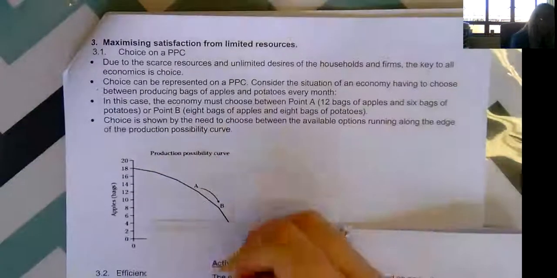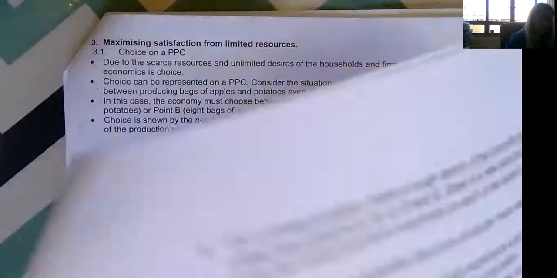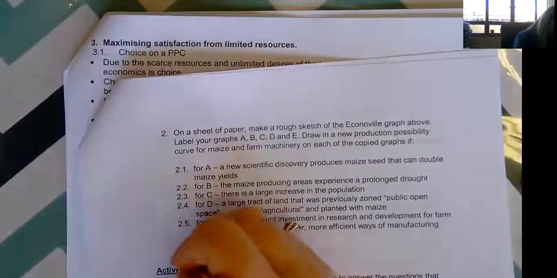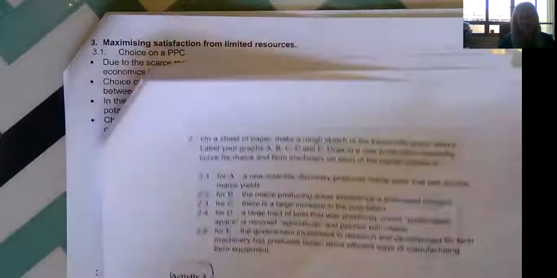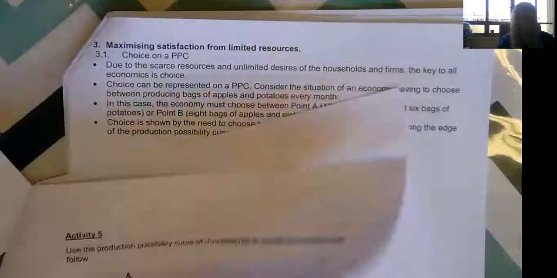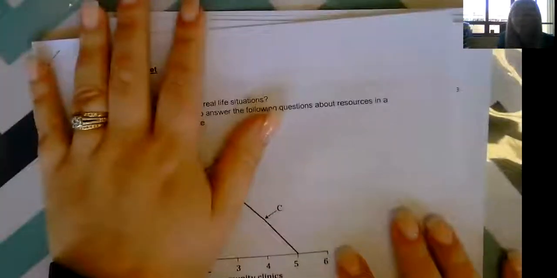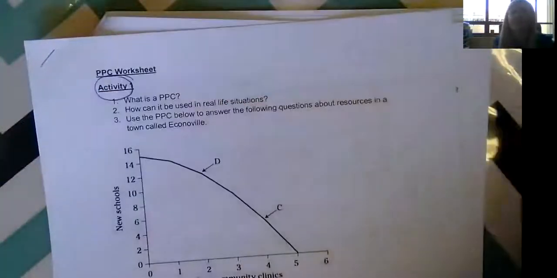activity 1, activity 2, and activity 3 for today. Okay, right. Enjoy your life. Tomorrow we will continue with the rest of the production possibility curve.